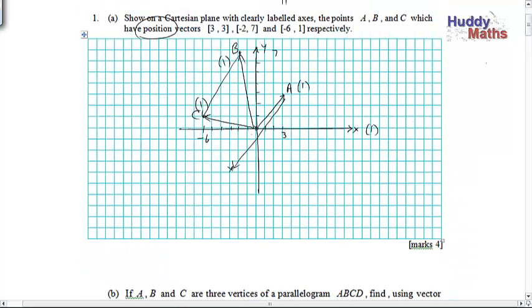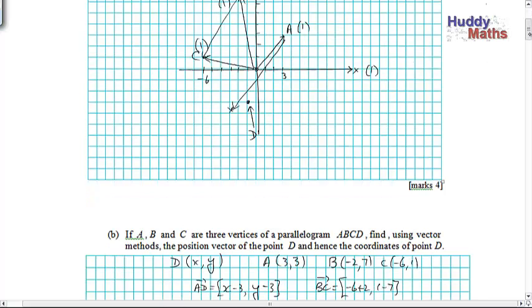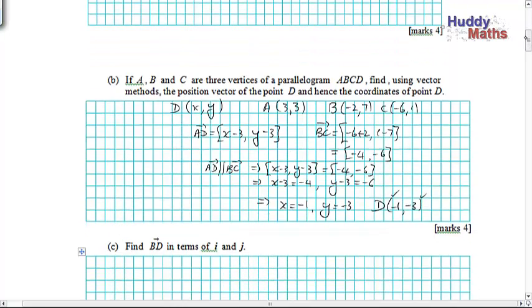So (-1, -3), a little bit out here. It should be there. Okay, that would be our point D. As we've actually found it, we weren't asked to put it accurately on the graph in the first place. So let's have a look at the 4 marks here. There will be 1 mark for getting AD, 1 mark for BC, 1 mark for putting them equal, and 1 mark for the answer. I'll get rid of these ticks because they're not marks.